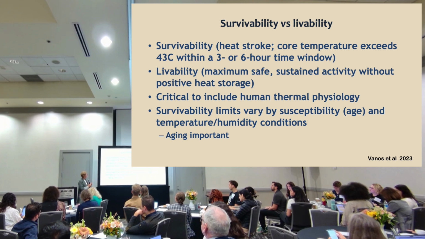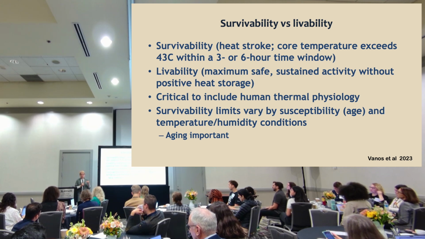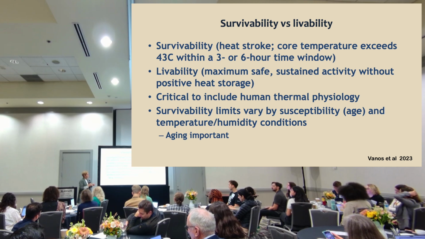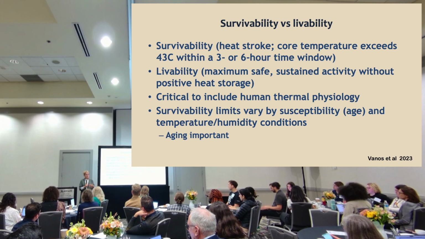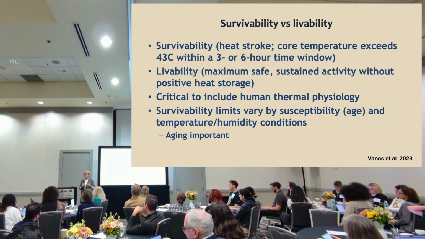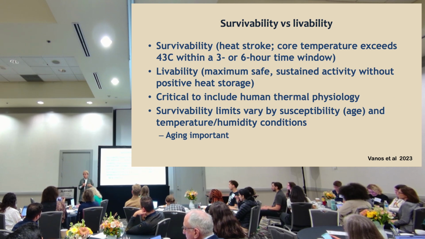And so Jenny Vanos at ASU led this paper involving physiologists to make sure that it was clear what we are talking about when we talk about survivability and livability. So survivability is a recognition that at some combination of temperature and humidity, it's too hot. Our core body temperature rises and people die from heat stroke, right? And people do die from heat stroke. That's a survivability question, and you can see the definition is the core body temperature exceeds 43 degrees C for a 3 or 6 hour time window.